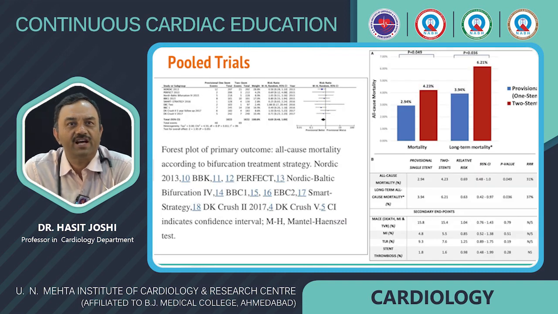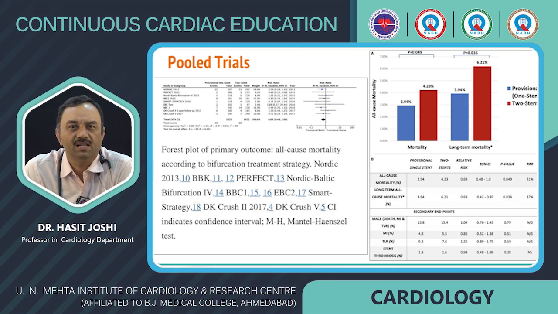So what are the pooled trials of EBCs? The pooled trial definitely shows that mortality and long-term mortality are both decreased with the provisional stenting group as compared to two stent. Two stent has a mortality of 4% and a long-term mortality of about 6.3%, as compared to 2.4 versus 3.3 in provisional.